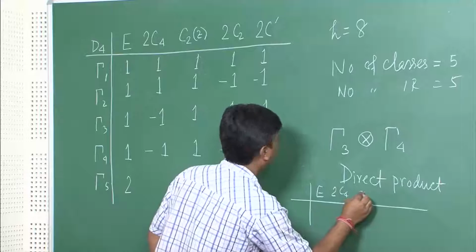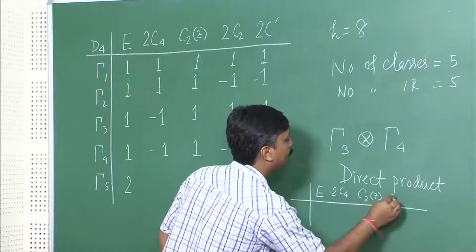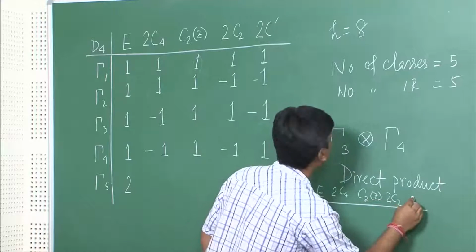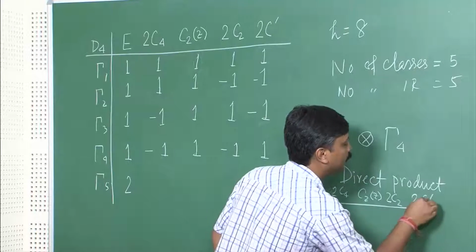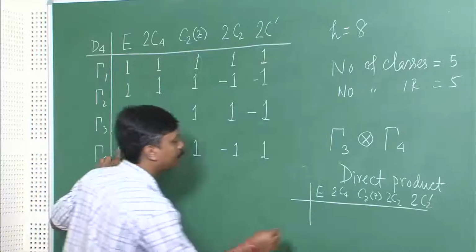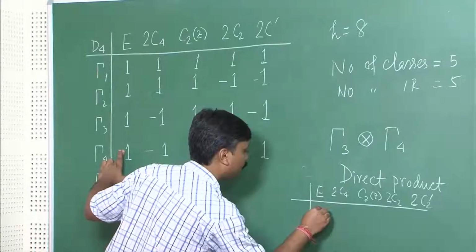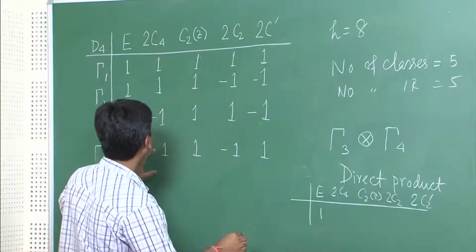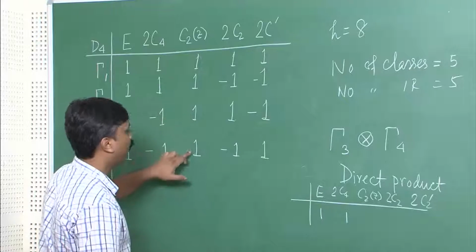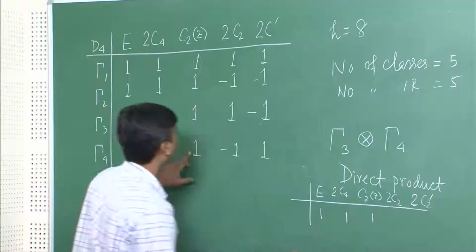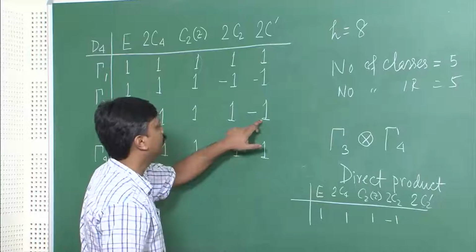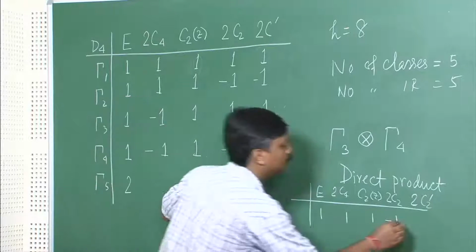2C4, C2Z, C2X or C2Y, and then C2 primes. Okay. So, if we multiply 1 into 1, I have 1, -1 and -1, I have +1, then 1 and 1, it gives me +1, then 1 and minus 1, it gives me minus 1, and this one gives me minus 1.